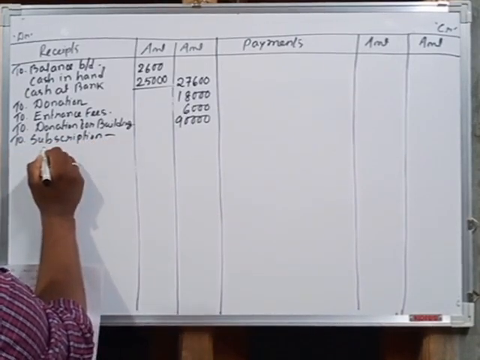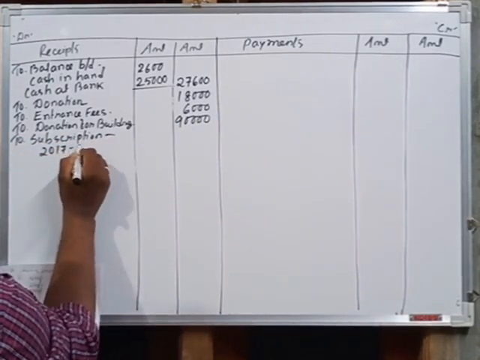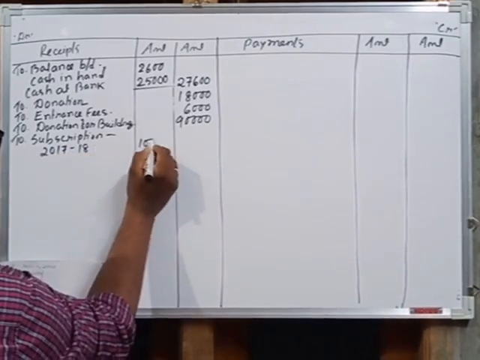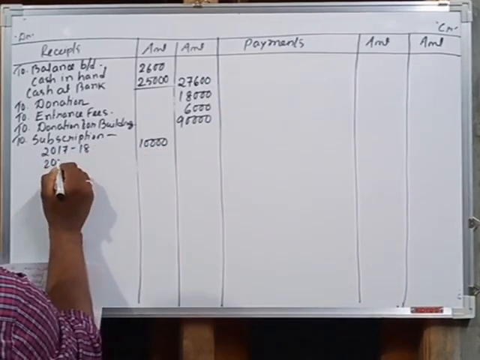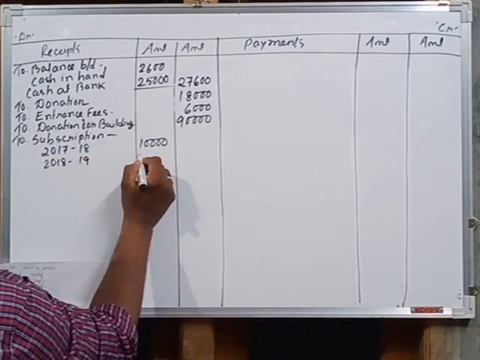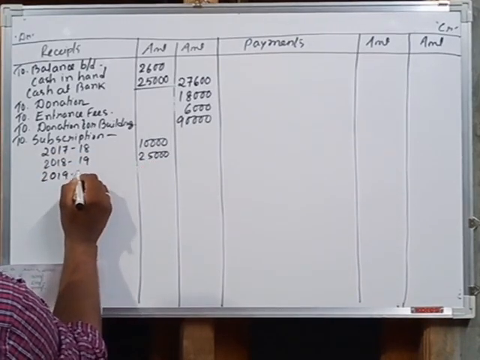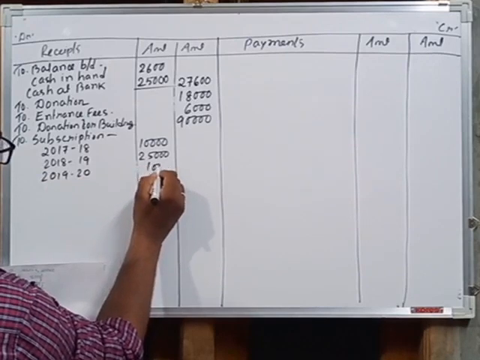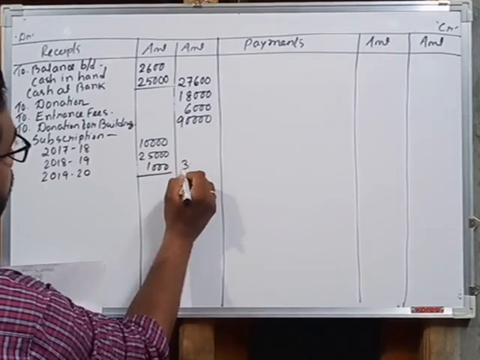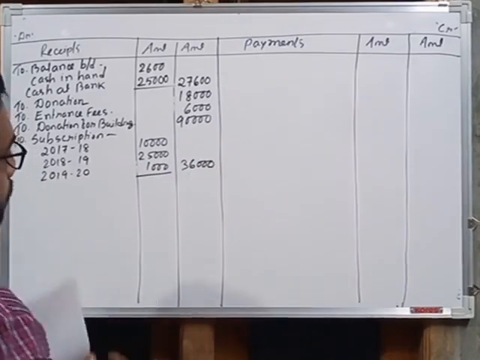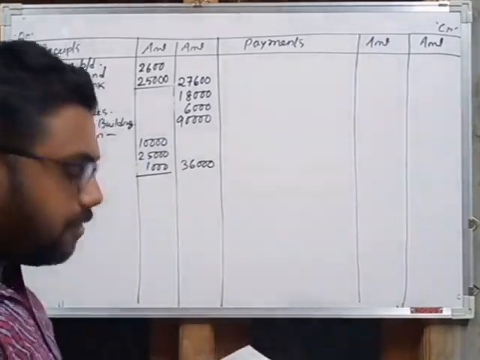So we have to write in detail, that is 2017-18, 10,000, 2018-19, 25,000, 2019-20, 1,000, and the total is 36,000. Okay. Next, furniture purchased.